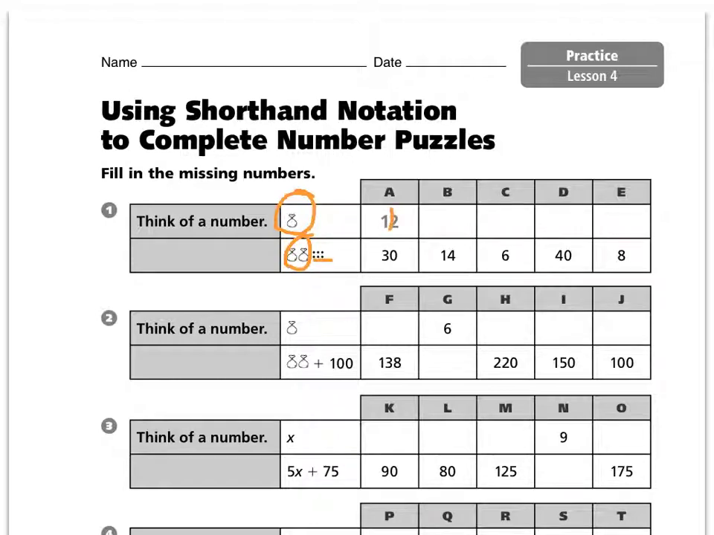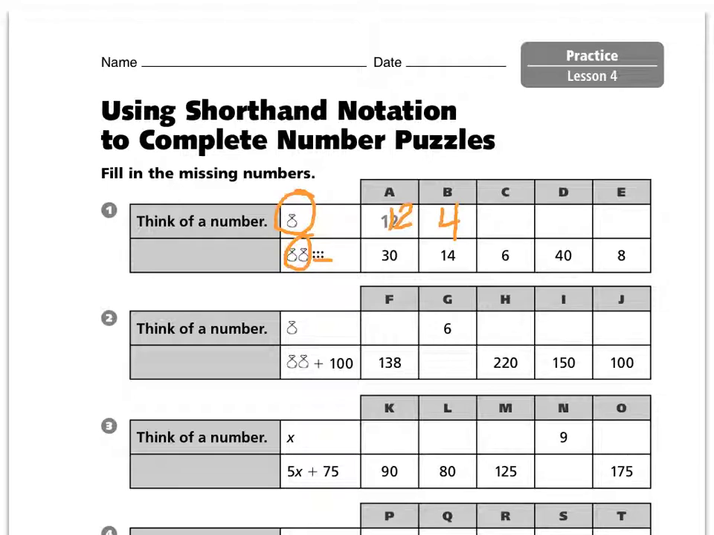So they first thought of 12. They doubled it, which was 24, plus 6 is 30. In order to work backwards, you can subtract 6. So 14 minus 6 is 8, and then you would divide 8 by 2 and get 4. You can check your answer by doing 4 times 2, which is 8, plus 6, which is 14.